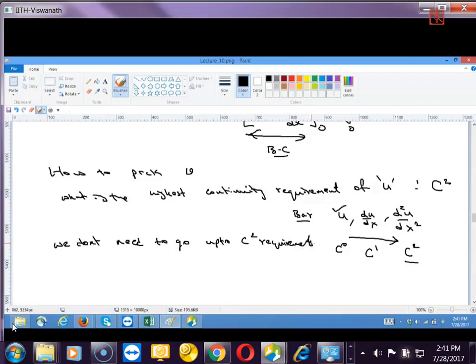Just like the other day I said, if I want to buy a car, I don't need to have 10 lakhs at hand. I can have some amount and the rest can be taken as a loan. Same thing in finite element. The requirement is that U has to belong to C2. That's what the solution says. But what FEM says is that U tilde is an approximation to U and this need not be C2.